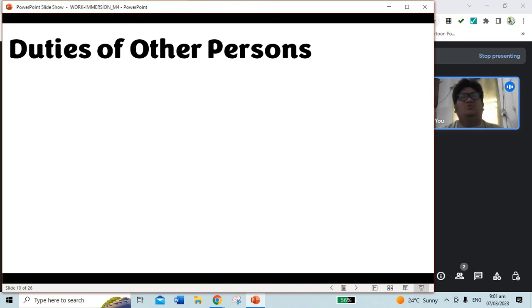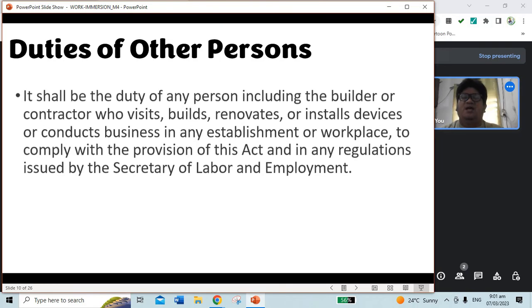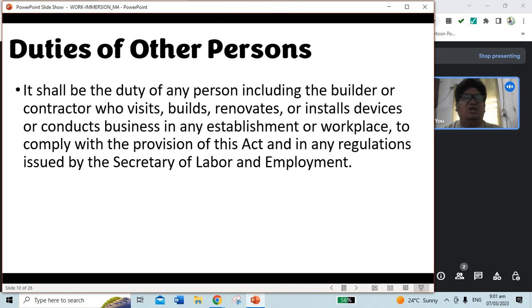Ano naman ang mga duties ng ibang mga tao sa opisina or sa workplace? It shall be the duty of any person, including the builder or contractor who visits, builds, renovates, or installs devices or conducts business in any establishment or workplace to comply with the provision of this act and any regulations issued by the Secretary of Labor and Employment.